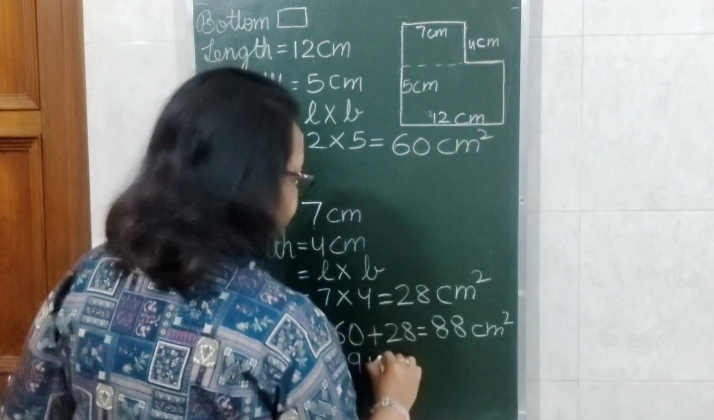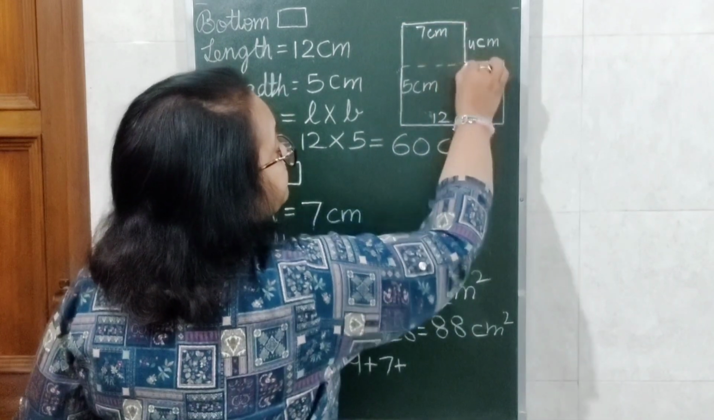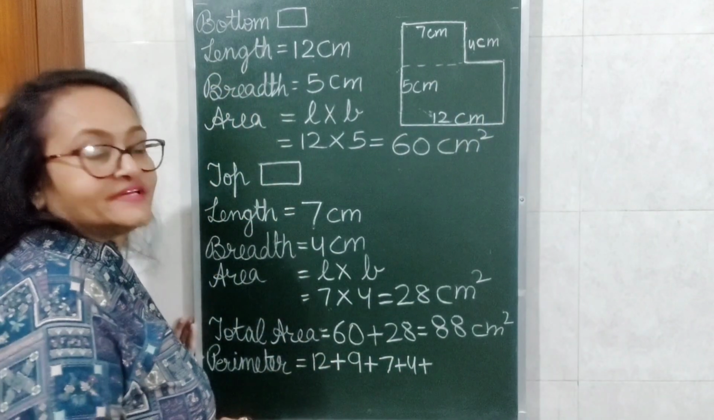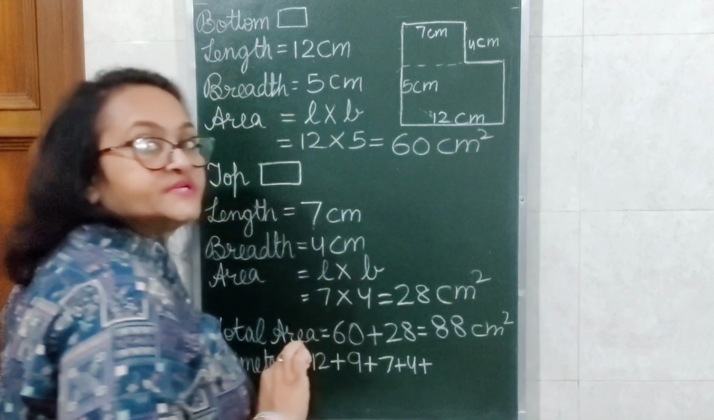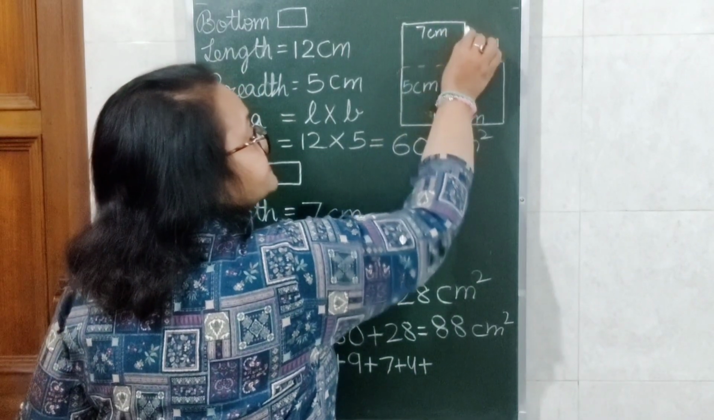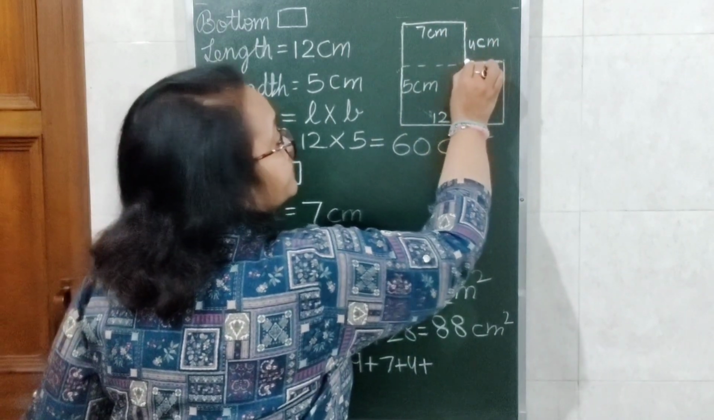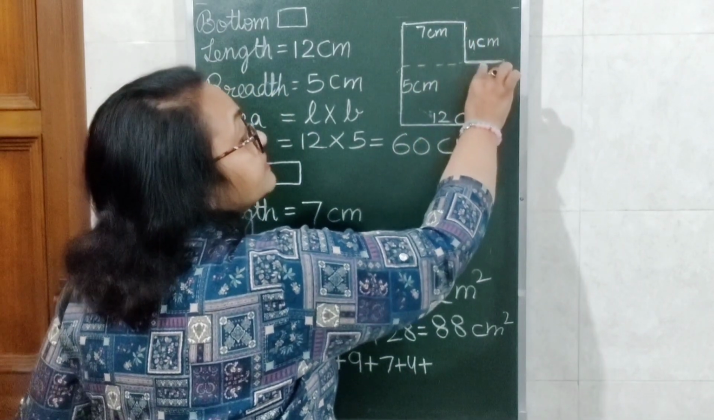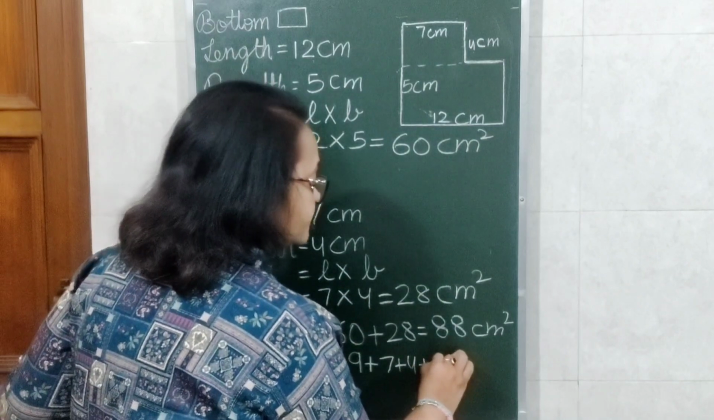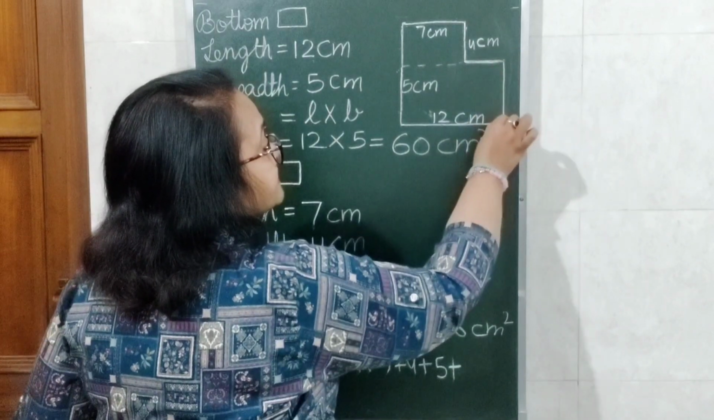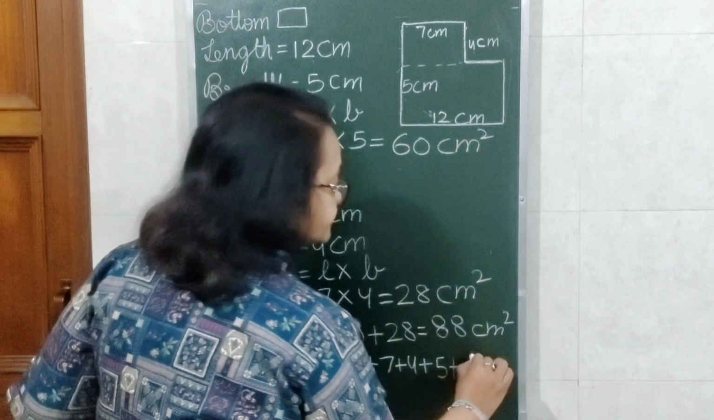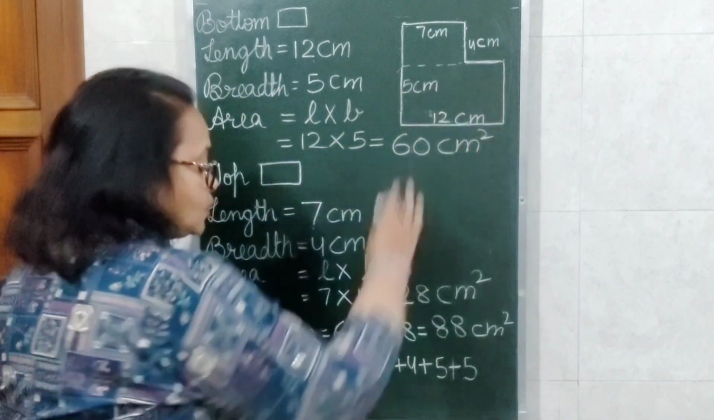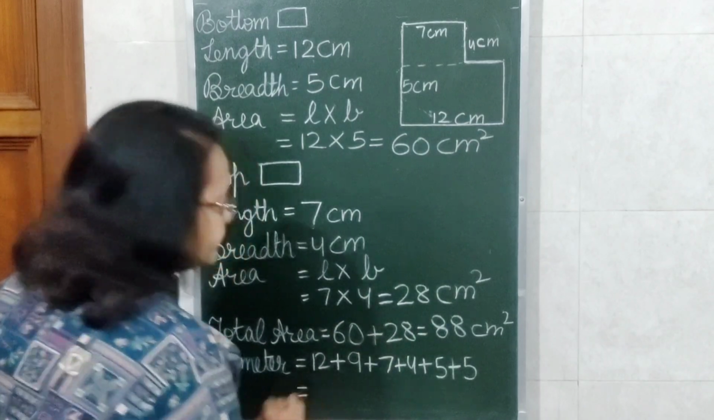Now 7, then 4. Now this length is not given. तो इसको कैसे कैलकुलेट करेंगे? This whole length is 12 centimeter. इसमें से जब हम ये 7 सेंटीमीटर माइनस कर देंगे तो लेंथ हमारे पास बचेगी, which will be equal to 12 minus 7, 5 centimeter. So we will take 5 here and this side is also equal to 5 centimeter, क्योंकि opposite sides equal होती है rectangle में. बस अब इनको हम कैलकुलेट करेंगे तो हमें टोटल एरिया मिल जाएगा.